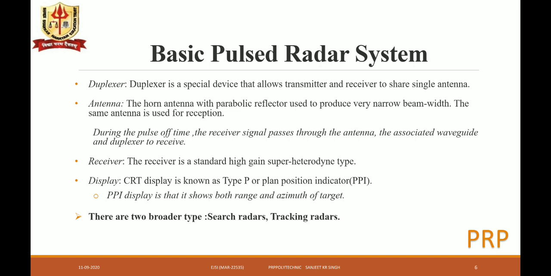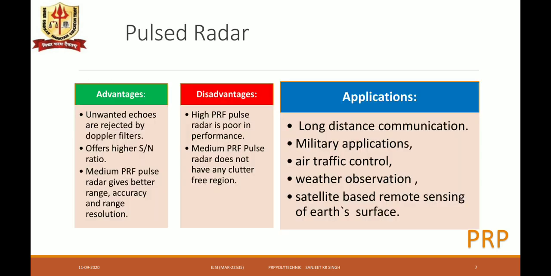Basically, there are two types of radar systems, pulse radar and continuous wave radar, and there are other broader types, search radars and tracking radars. So now the advantages, disadvantages and applications of pulse radar.